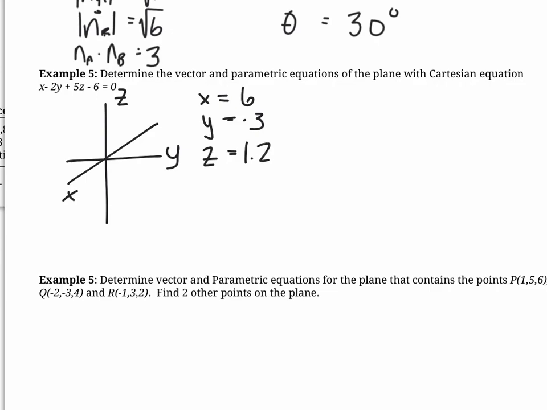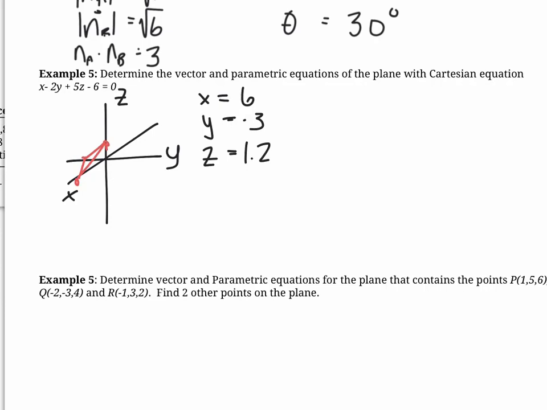Okay, so that's our x, y, and z intercepts. So we can plot that pretty quickly. The x-intercept is 6. I'm just going to do a really rough sketch here. Z is 1.2 and y is -3. So just sort of sketching this plane, it's going to look something like that, right?